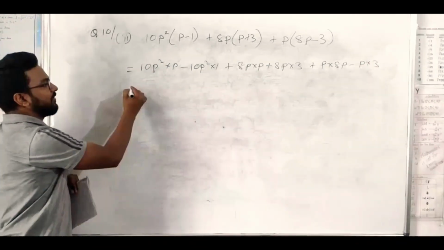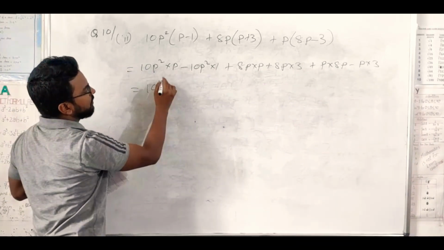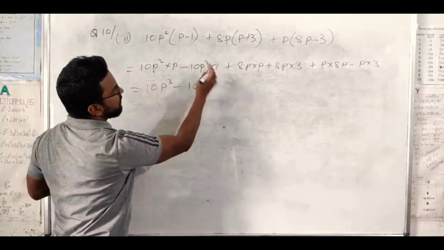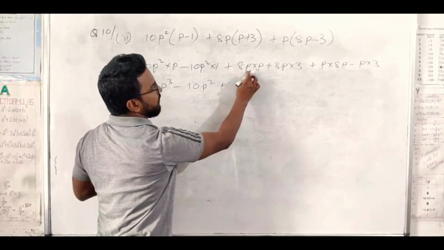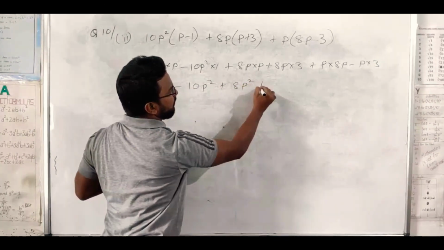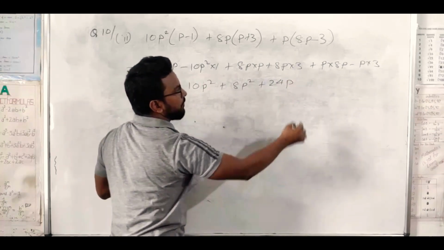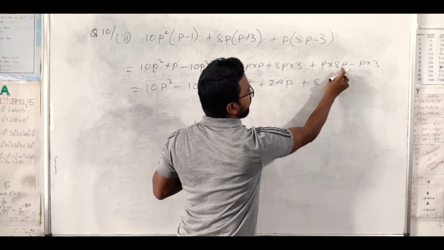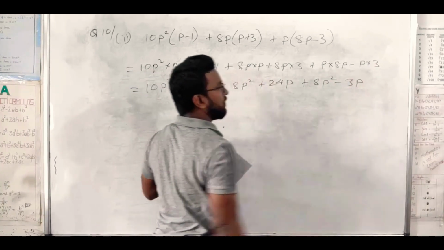Okay, now we'll multiply. So how many p are there? 2 plus 1, that will be 3, minus 10 into 1 is 10, and this will be p square, plus 8 into p, this will be p square, plus 8 3s are 24, and this will be p, plus this will be how much? 8p into p is p square, minus this will be 3p.